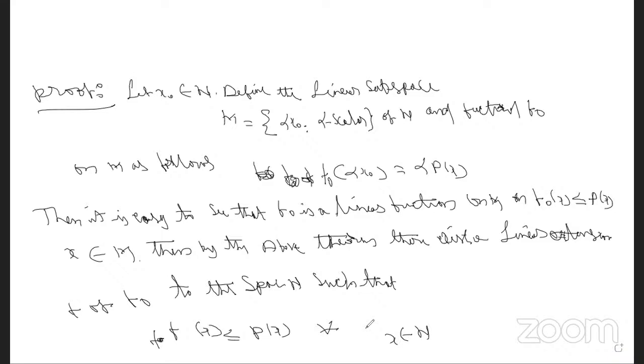So this is the corollary we need to prove, using the corollary as a consequence of the main theorem. So let x naught belongs to capital N. Define the linear subspace M equal to alpha x naught, alpha scalar of N, and functional f naught on M as follows. f naught of alpha x naught equal to alpha, the scalar, that's why we need to take alpha outside of p of x. Then it is easy to see that f naught is a linear functional on M and f naught x is less than or equal to p of x.